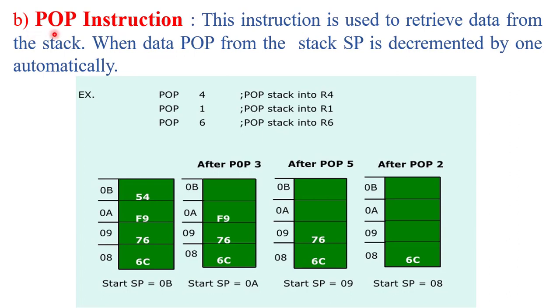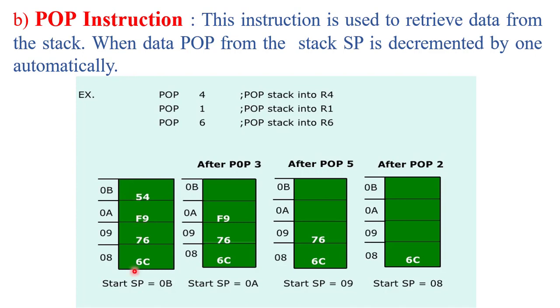Next instruction is the POP instruction. This instruction is used to retrieve data from the stack, or this instruction tells that pop the content of stack and store that content into a particular CPU register. When data is popped from the stack, the stack pointer register is decremented by 1 automatically. So with the help of this example, I will explain how the POP instruction works.